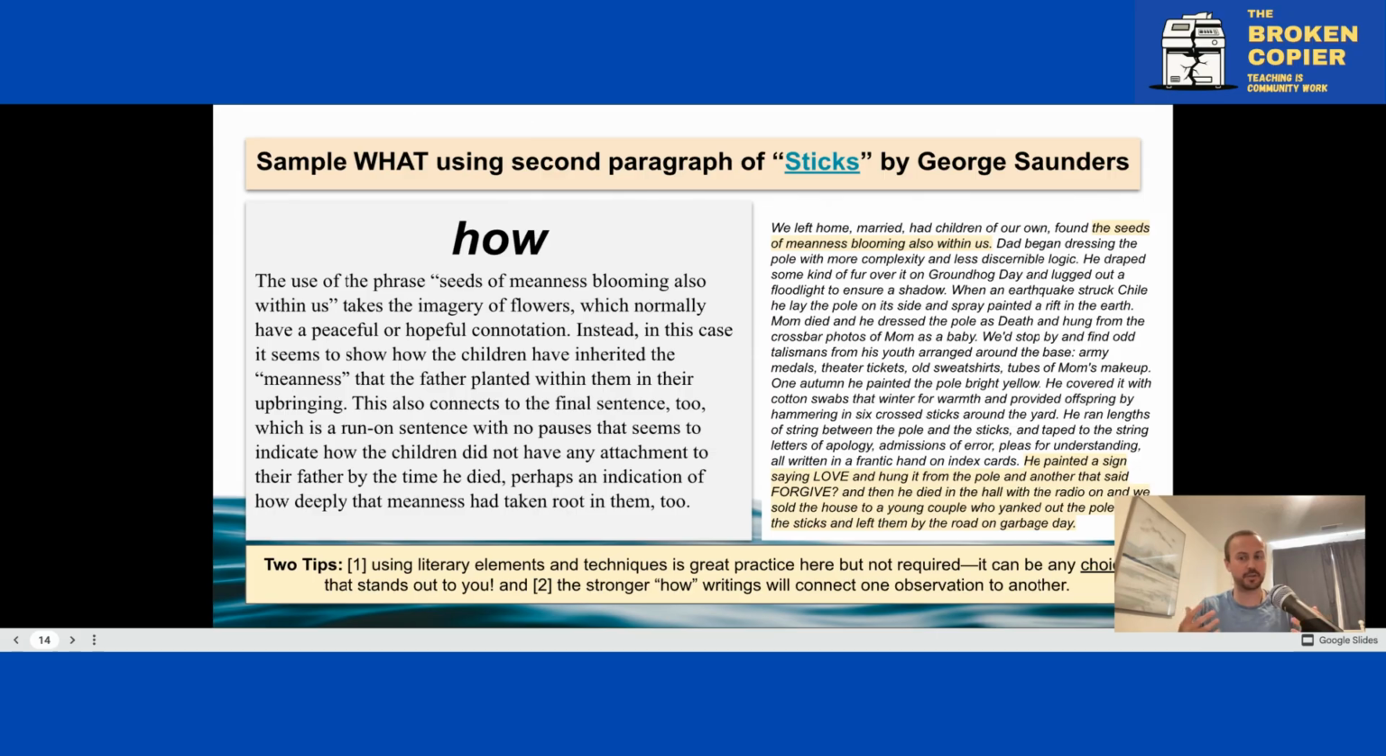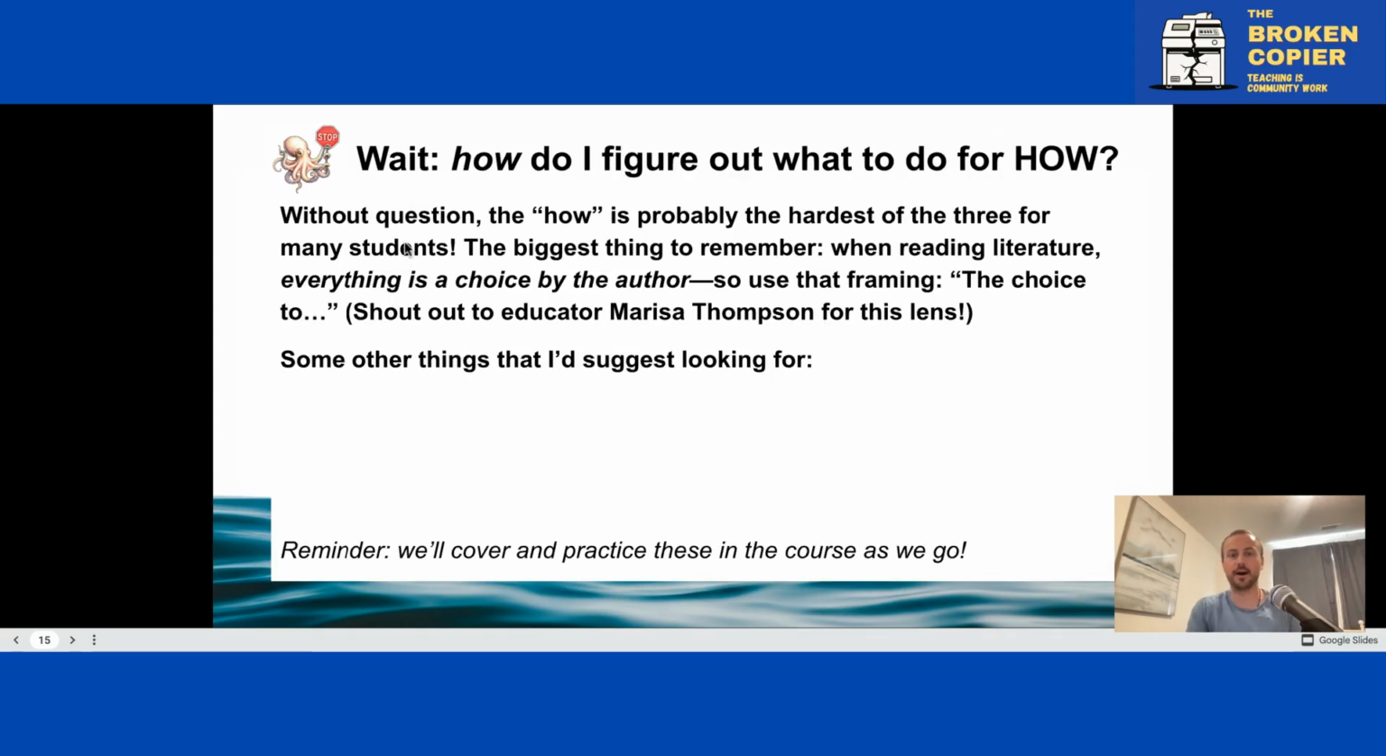So like the higher level version of this, this and this tie together. That's a little bit of work, but I think it will pay off down the road. So some examples of how: Marissa Thompson, when I talked to her about this system, used the phrase "the choice." The author chose to, instead of just "this happened." Like if it's fiction, everything's a choice. Talk about why those choices matter.